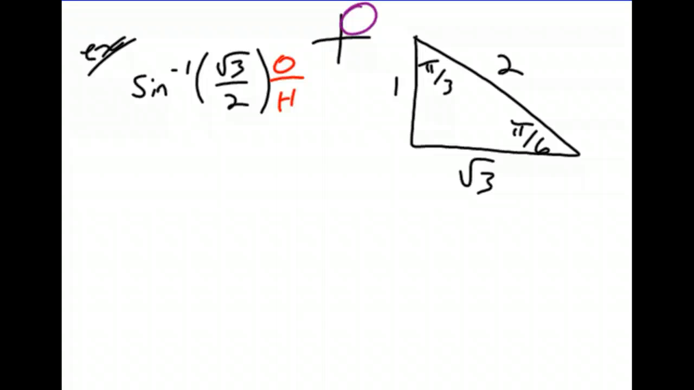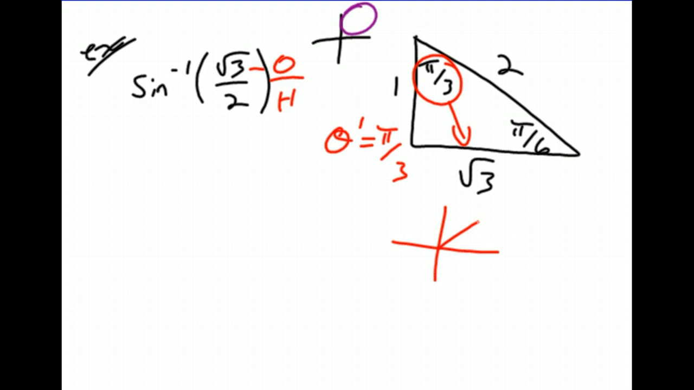Okay, so if we have opposite over hypotenuse, then the only angle that will give me an opposite of square root 3 is my pi over 3 angle. Pi sounds delicious. So using pi over 3 as my reference angle, and I know I'm in the first quadrant, then there's my angle. So we have pi over 3.